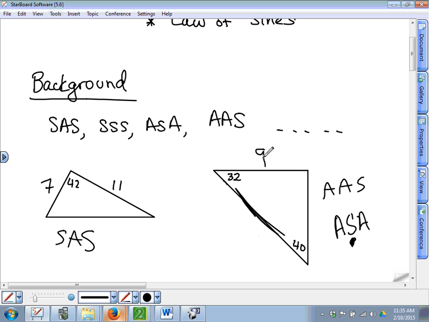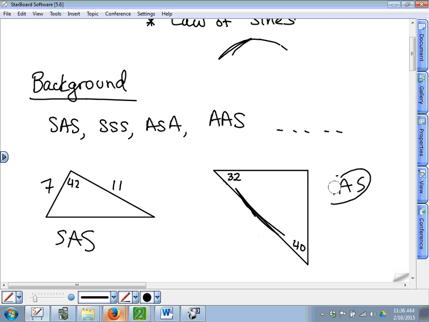But I wrote 9 up here. It's not between the two angles, so it has to be this. If I wrote 9 right there, then we would have, you see the difference? It's really important that you can see this because that determines which law you use, whether it's law of sines or law of cosines.